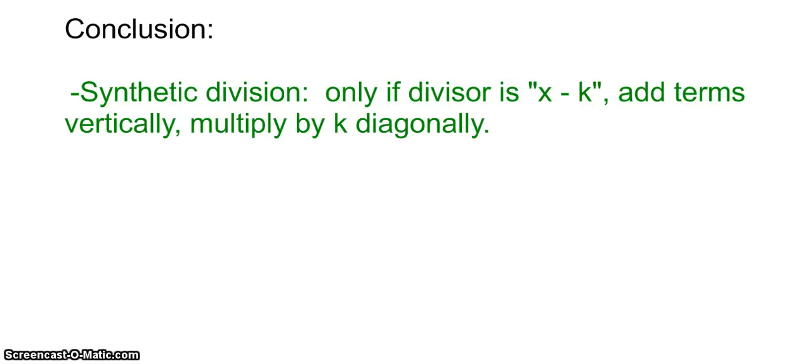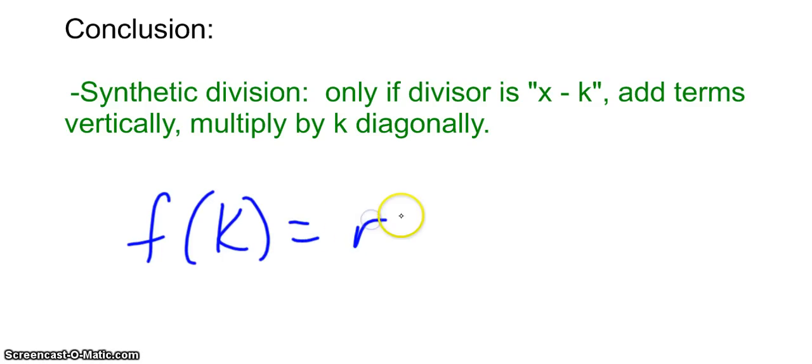Okay, so synthetic division only works if the divisor is of the form x minus k, which means x plus or minus a number. We add vertically and we multiply diagonally. Also, don't forget, f of k equals r when f is the dividend.